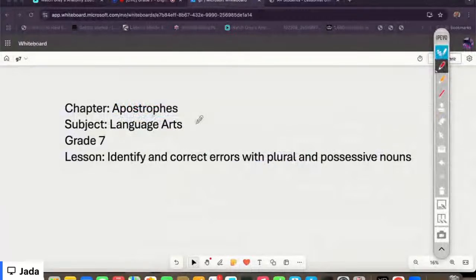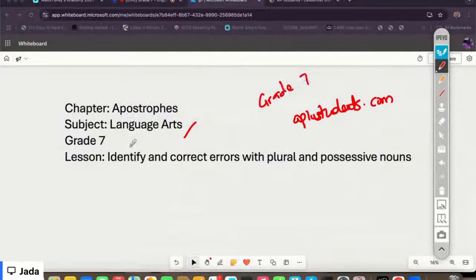Today our lesson will be apostrophes. First, you have to log in using apostrophes.com. Click on your name, move on to language for grade 7. The lesson will be identifying and correcting errors with plural and possessive nouns.